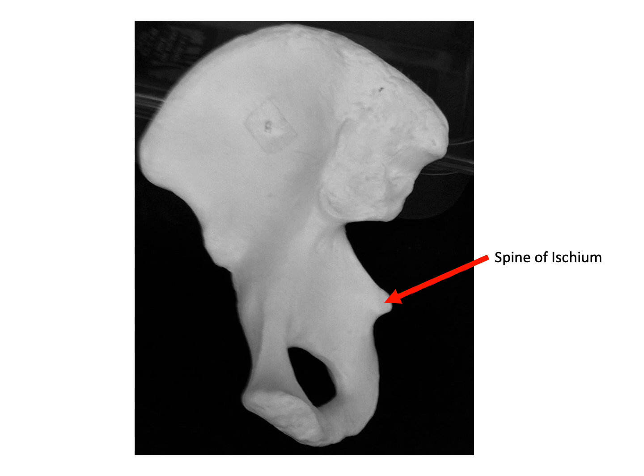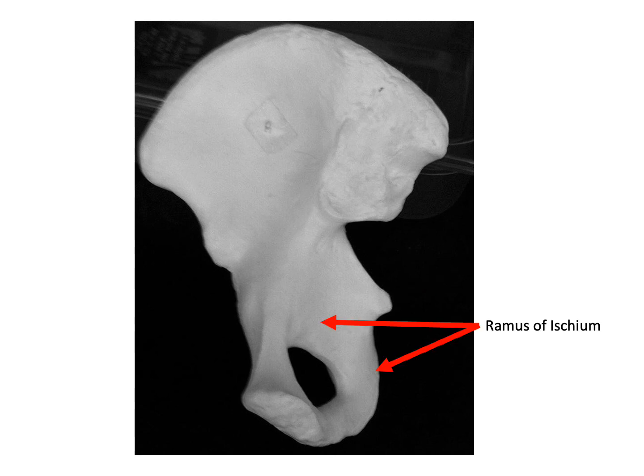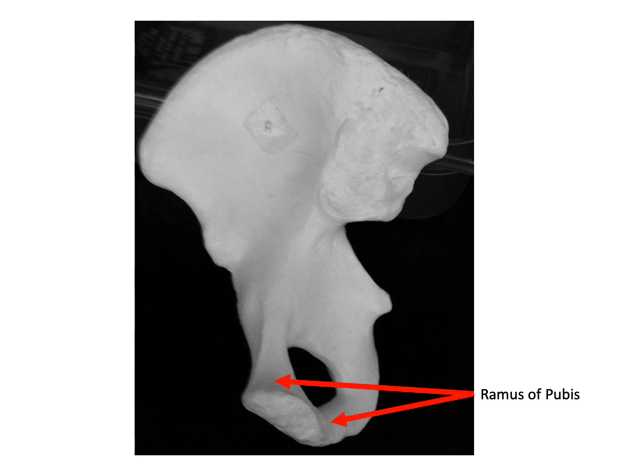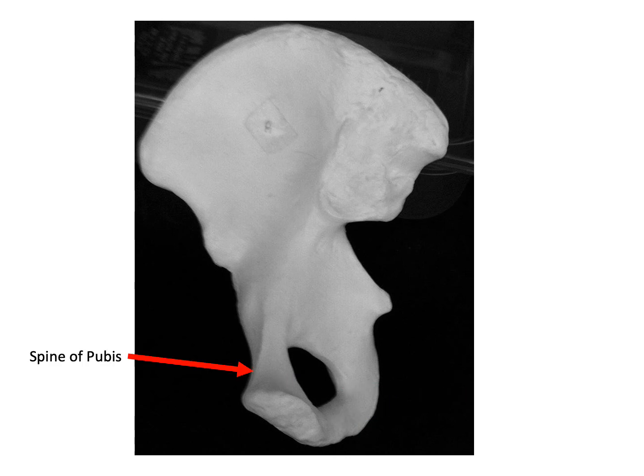On the ischium, we will see the spine of the ischium and the ramus of the ischium. We will see the sciatic notch. On the pubic bone, we will see the ramus of the pubis, the spine of the pubis. We will also see the pubic tubercle as well as the pubic symphysis. And then in between the ramuses of the pubis and of the ischium, we have the obturator foramen.